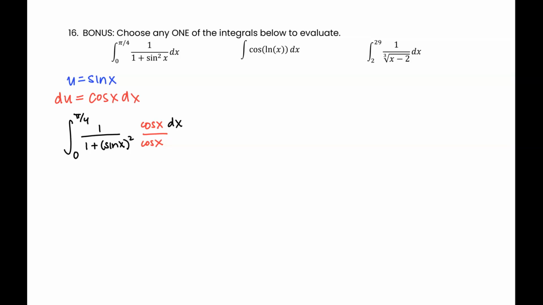Okay, so that doesn't seem super helpful. I can change the bottom, but then I'm still screwed. I still have the stupid cosine of x, and it's still in the denominator. Even if I use a trig sub, whatever. This is bad. This is bad. So u sub is not going to help me. I've got to cut my losses here.